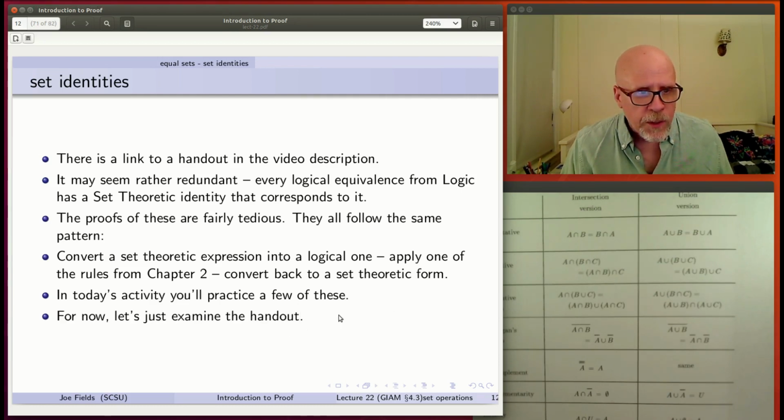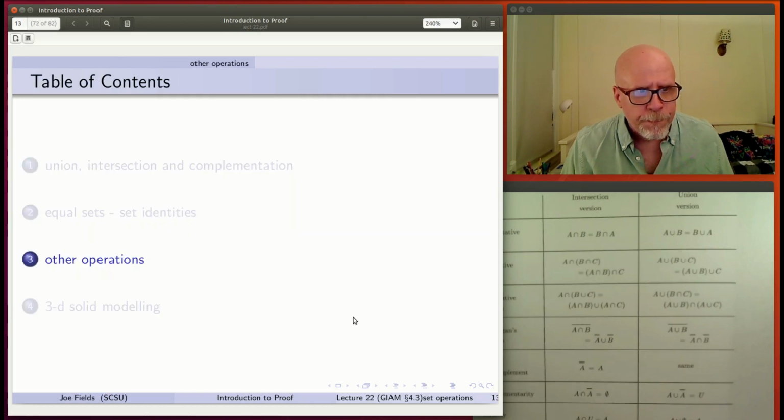Oh, and we already did just examine the handout. I kind of took things out of order for this slide. Sorry. All right. So there's a couple of other operations that are not so much seen in logic. One of them has a relationship to something in logic. The other is different and unusual.